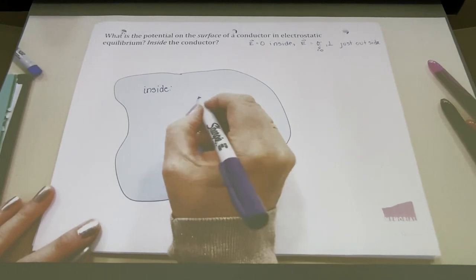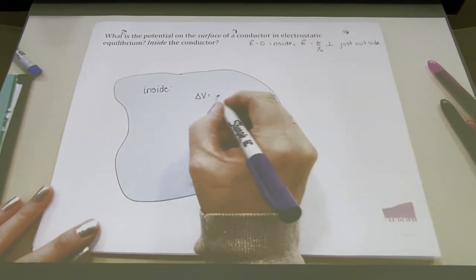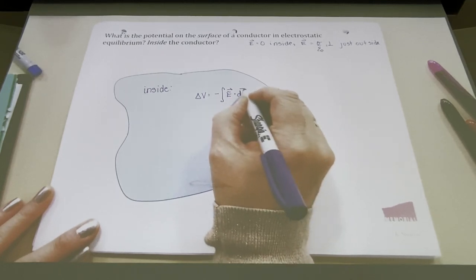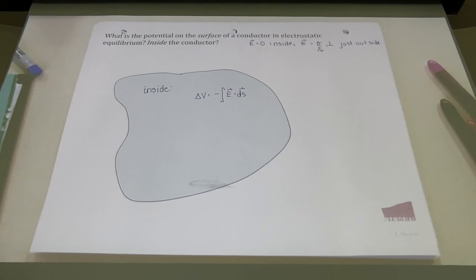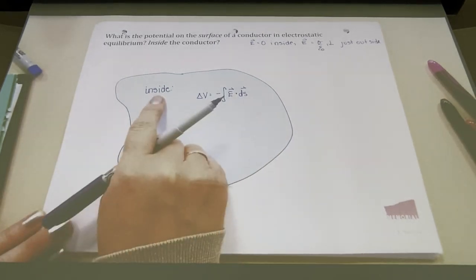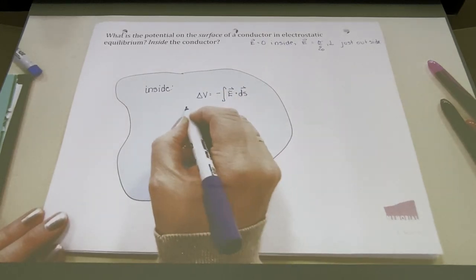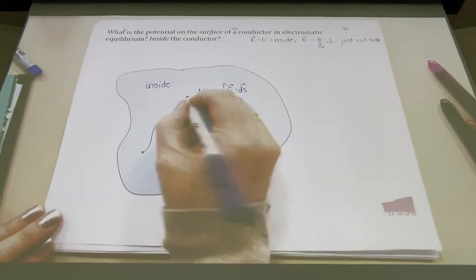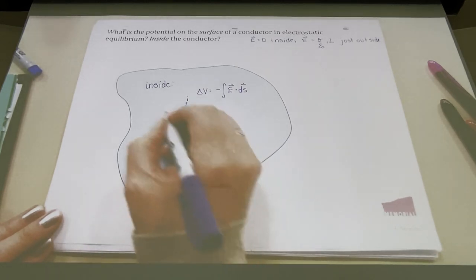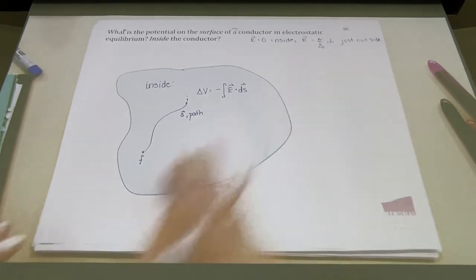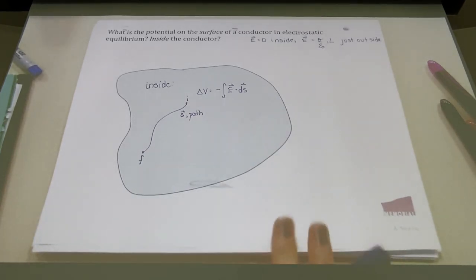We know our expression for electric potential: delta V is minus the integral of E dot ds. That's our general expression for calculating a change in potential. S refers to some path that we take. If we're inside, then we're just going to draw some path inside. It doesn't really matter what the path is, but it does have to be entirely inside. So here's our initial point, here's our final point, and this is our path S. ds refers to a little tiny bit of the path.